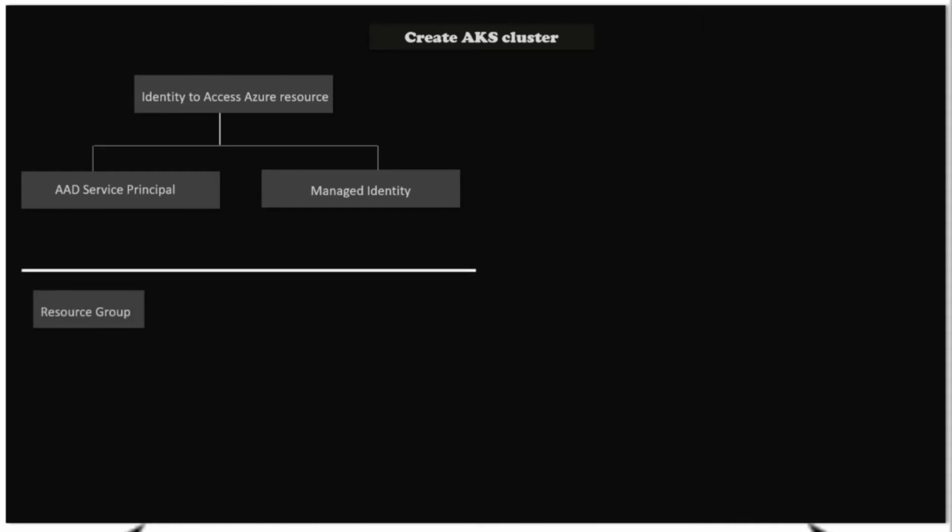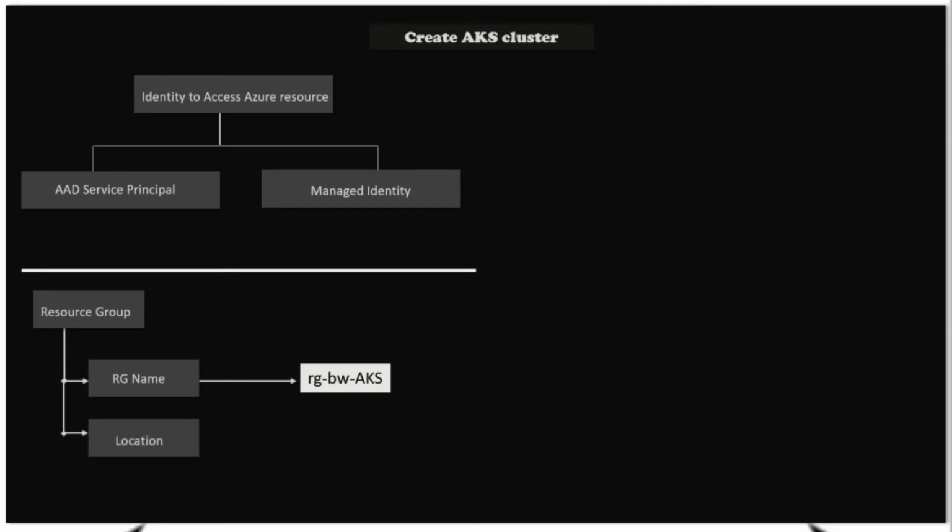So in order to create an AKS cluster, we need a resource group. The resource group is required to place all our resources in one logical group. A resource group basically requires a resource group name and a location. The location is important because all the resources will be in the same location. When you deploy your AKS cluster, your resources will reside in the same location. I'm going to create the resource group with the name rg-bw-aks, and the location I'm going to choose is East US.